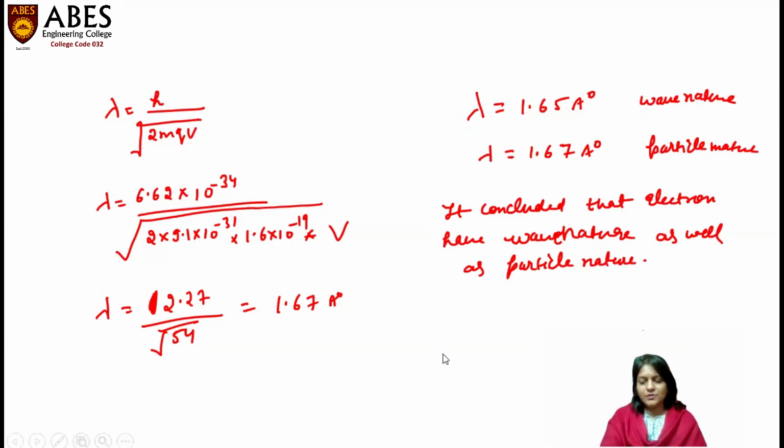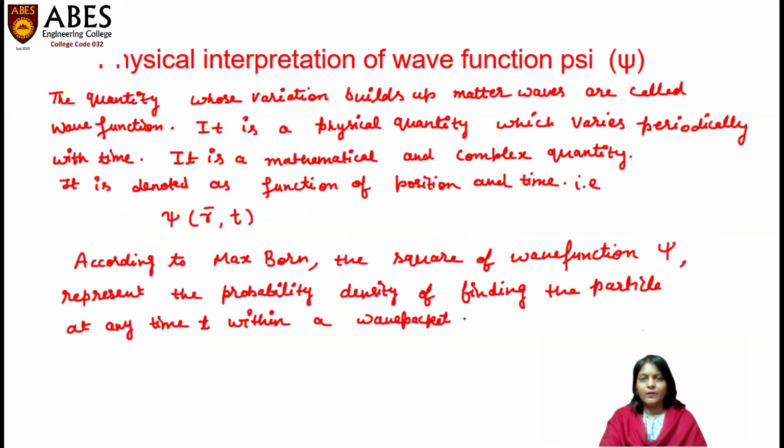So this is the Davisson-Germer experiment, which confirms the dual characteristics, or dual nature, of matter, the dual nature of the electron. Now I am going to discuss the physical interpretation of the wave function psi. The quantity whose variation builds up matter waves is called the wave function. It is a physical quantity which varies periodically with time. It is a mathematical and complex quantity. It is denoted as a function of position and time.